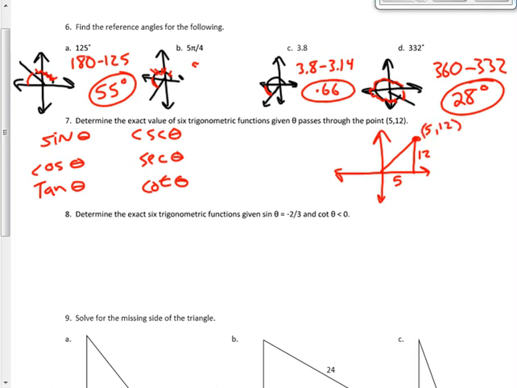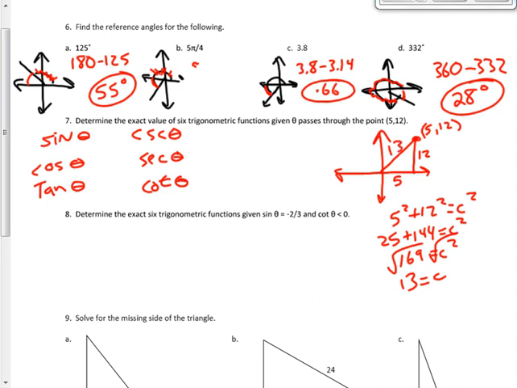And so what I ultimately need to do in order to do the 6 trig functions is find my other side. And so I'm going to do 5 squared plus 12 squared is equal to c squared. A squared plus b squared equals c squared. So I get 25 plus 144 is c squared. 169 equals c squared. Take the square root of both sides. And I get 13 is equal to c. I get plus and minus when I take that square root. But the minus part doesn't make any sense in terms of what we're looking at here. So this side is 13.